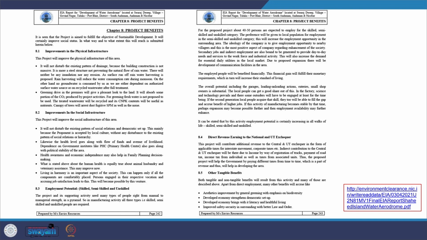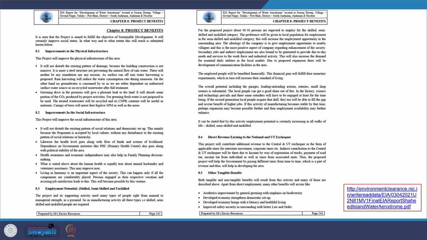Now coming to the next segment, we look at the project benefits. Here the EIA report indicates that there will be improvement in the physical infrastructure. The project will improve the physical infrastructure in this area, and it will not disturb the existing pattern of drainage because of the way it has been designed. It will also improve the social infrastructure in the area. It says that it will not disturb the existing pattern of social relations and the democratic setup. And likewise, the health level goes along with the flow of funds and avenues of livelihood.